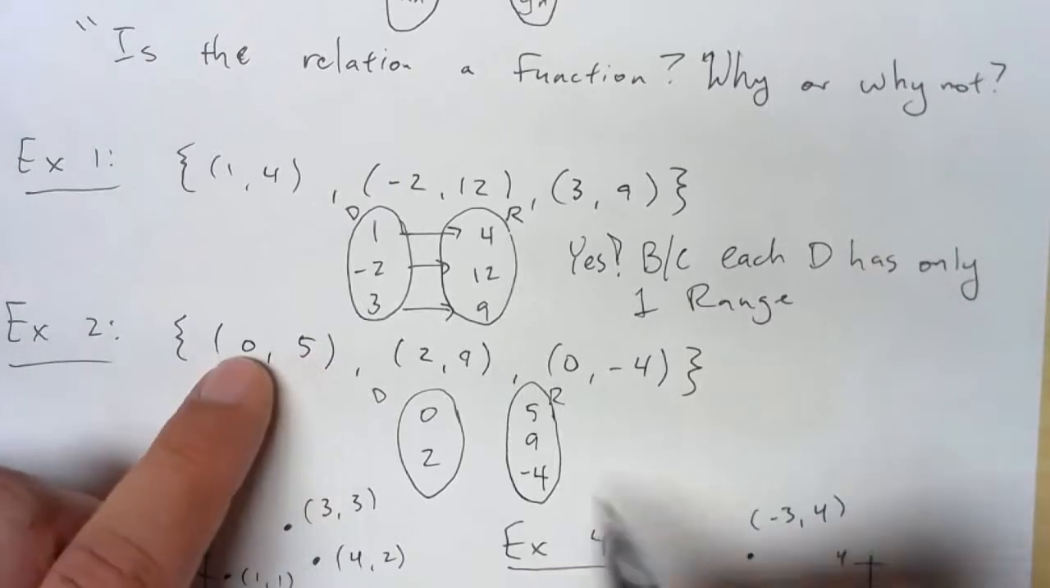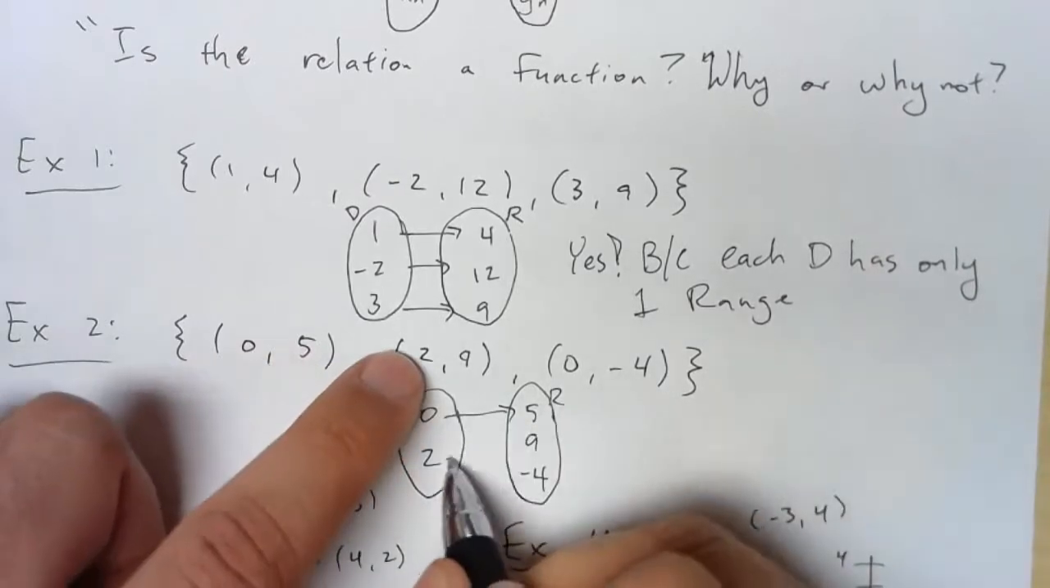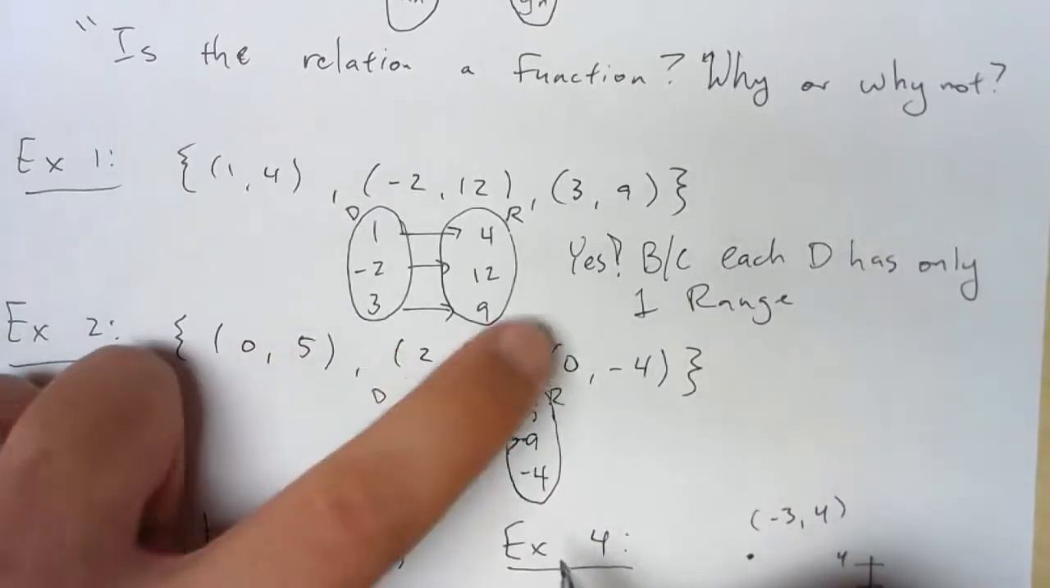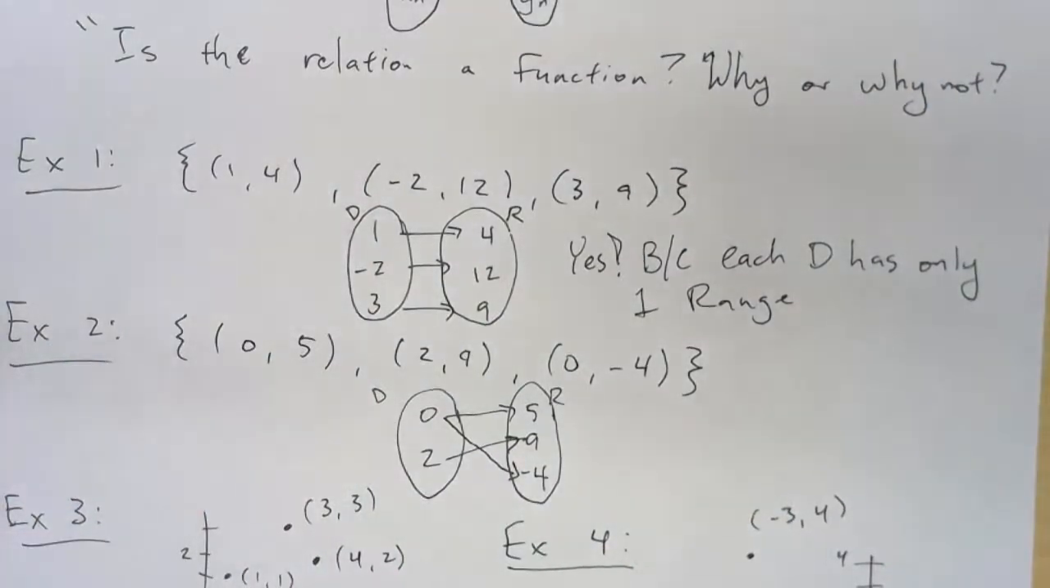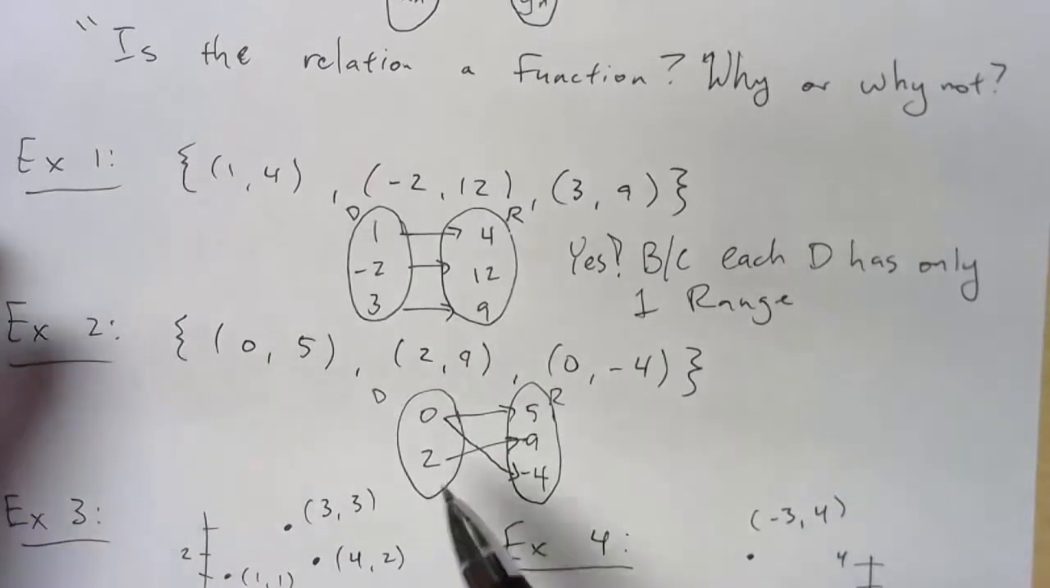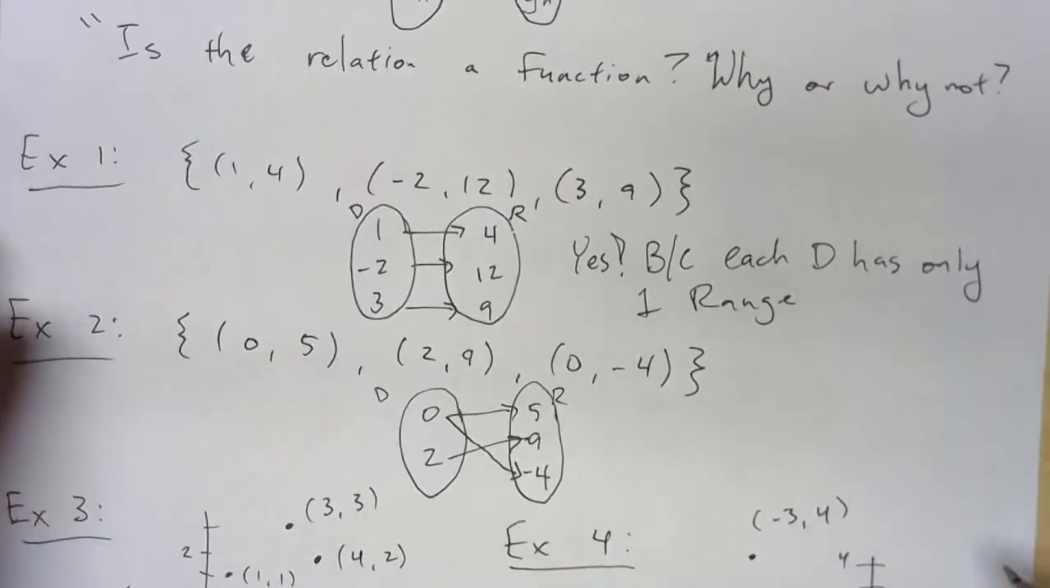Okay, so we're making our mapping. 0 goes to 5, 2 goes to 9, and 0 goes to negative 4. And this is the part where this is not a function, so this is just a relation. It's just saying you have some numbers going to some other numbers. And again, there's not a pattern.